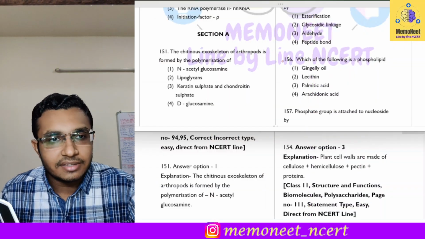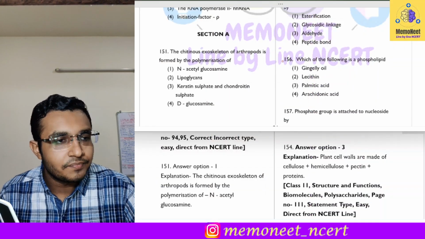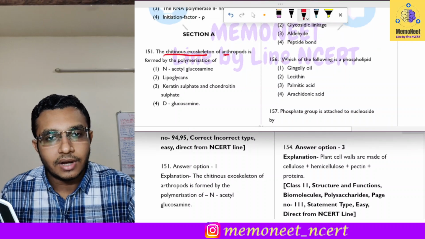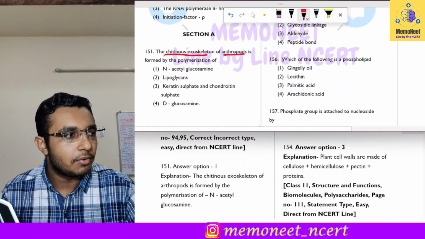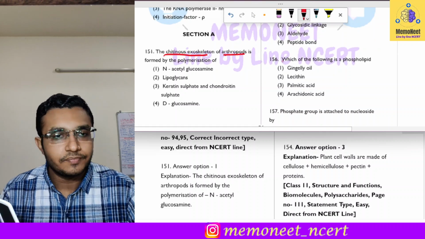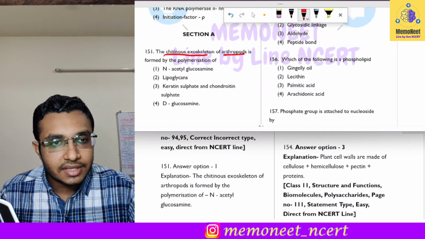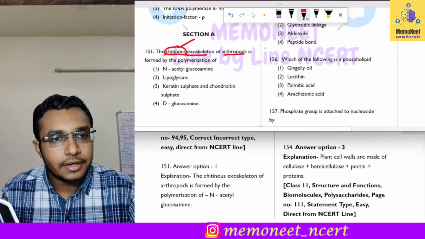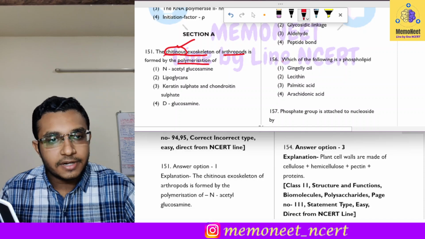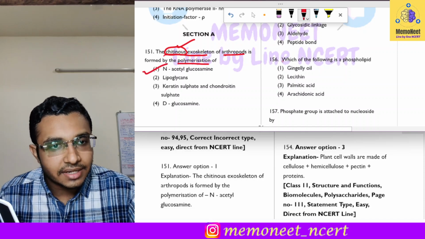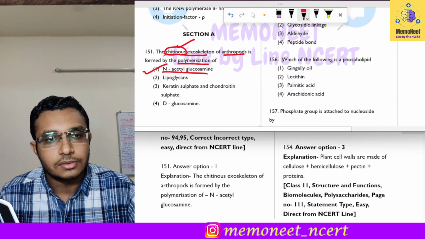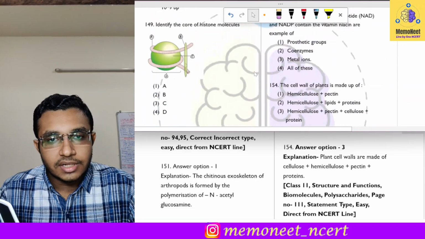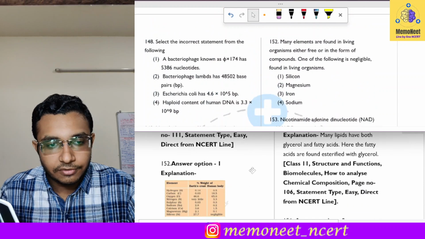Starting with question number 151, it states that the chitinous exoskeleton of arthropods is formed by the polymerization of dash. So the chitinous exoskeleton consists of what? It consists of chitin, and it is formed by the polymerization of N-acetyl glucosamine. So the correct answer of this question is option 1. Moving on to the next question, that is question number 152.